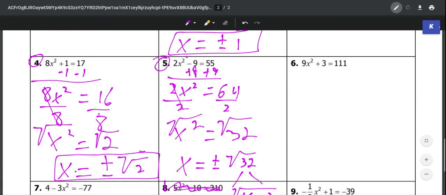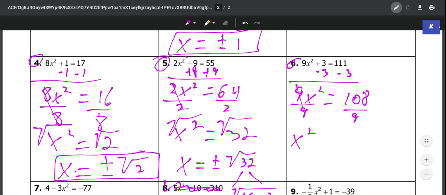We'll do one more just so you can see how that looks again. So on number 6, we need to get x squared by itself first. So we're going to subtract 3 on both sides. So 9x squared is going to be equal to 108. We're going to divide both sides by 9. So we'll have x squared is equal to, that'll be 12.